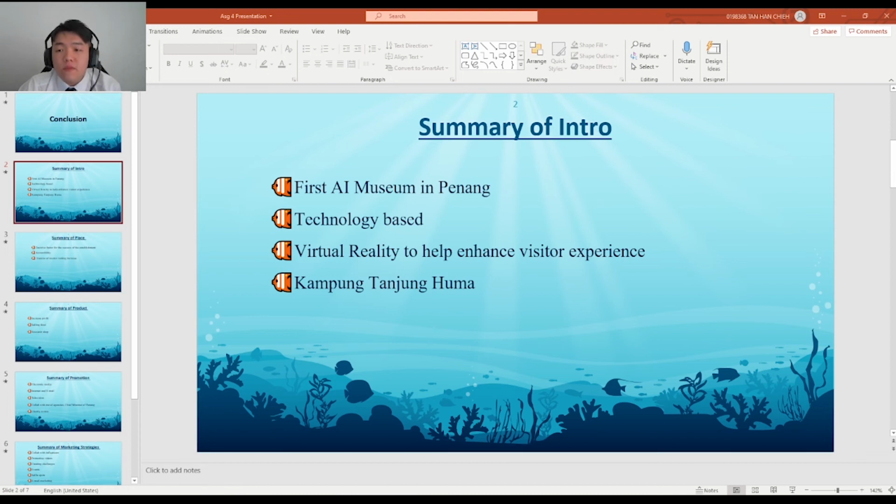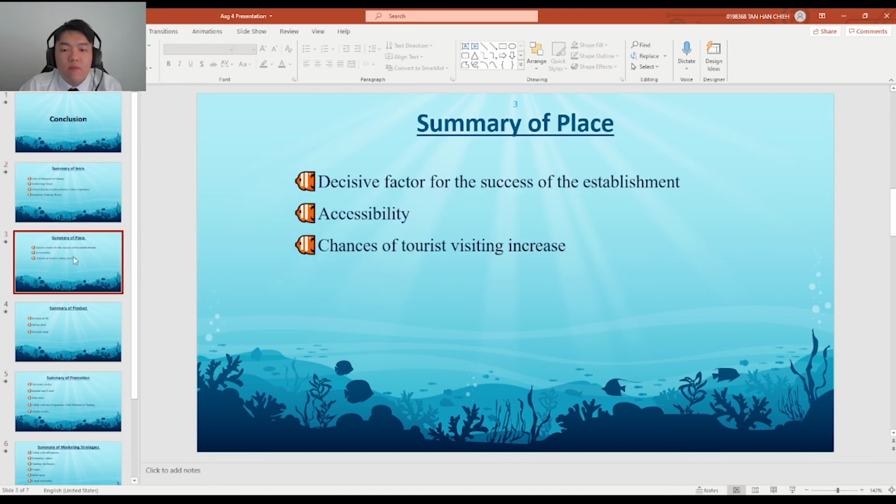And next, is the proposed location of the museum. So we will be constructing the project at Kampong Tanjung Huma, which is being surrounded by a few outstanding establishments, for example Shangri-La Resort. And moving on is the summary of the chapter place.